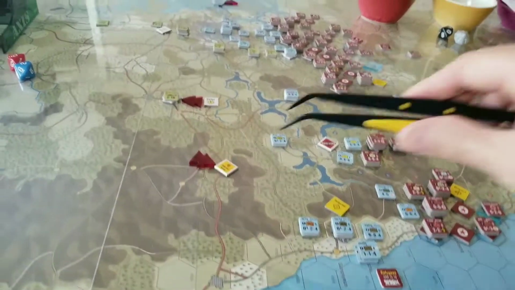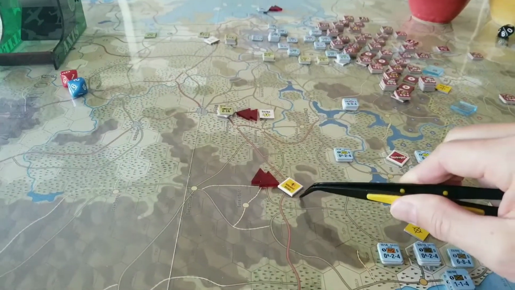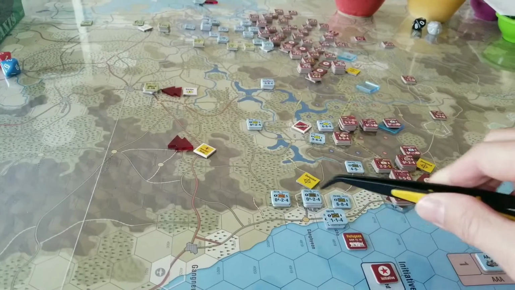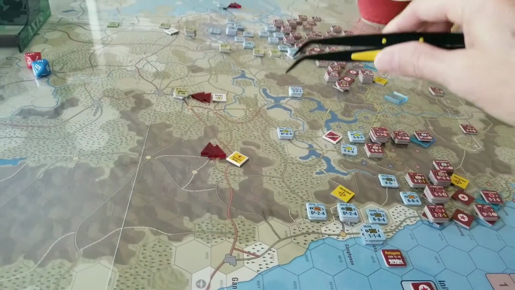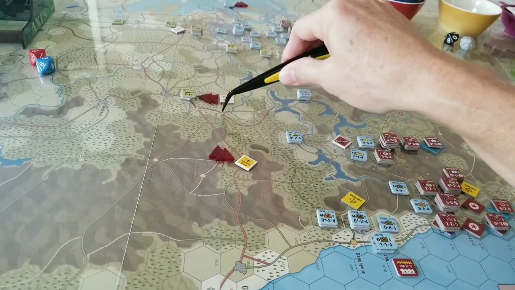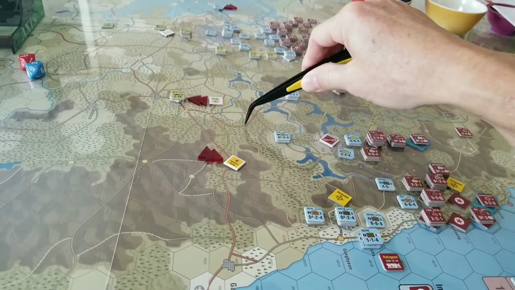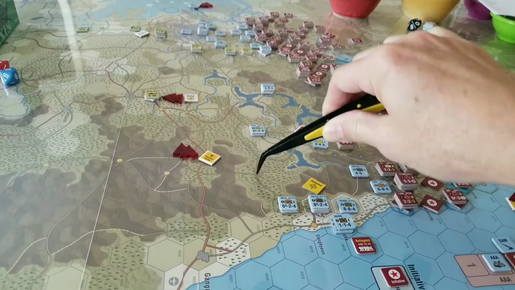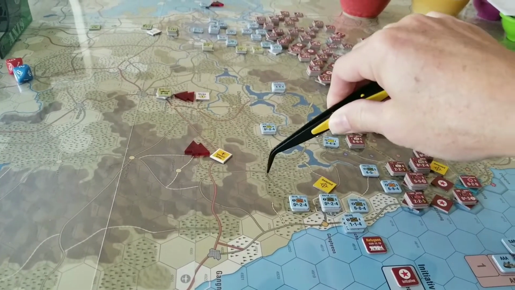All right, so let's do that. We did successfully interdict that hex. So now these guys will be out of supply. Let me see here. 1, 2, 2.5, 3.5, 4.5, 5.5, 6.5, 7.5. Yeah, so they'll be out of supply. They need to get to there.